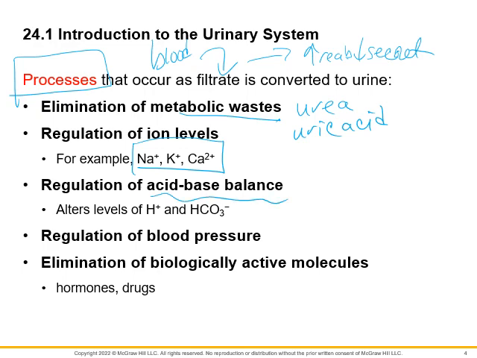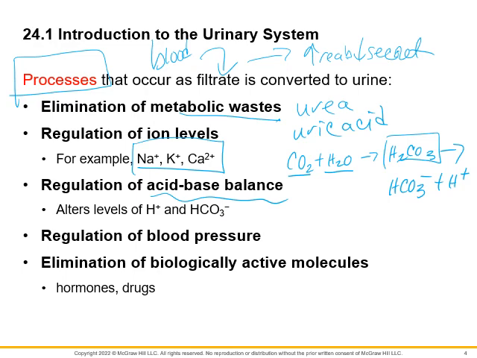The acid-base balance regulation. We're going to learn when we do acid-base problems that the urinary system can compensate for the respiratory system. So we had this equation: carbon dioxide with water forms carbonic acid, which then gets broken down into bicarbonate and hydrogen ions. So you can excrete these bicarbonate ions or hydrogen ions in the urinary system, and it can compensate if you have too much CO2 or not enough CO2.